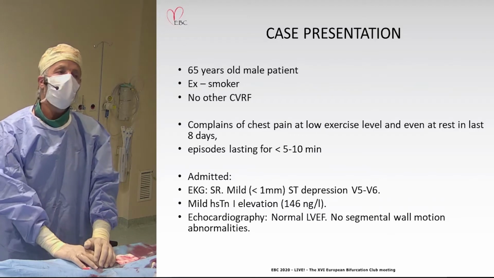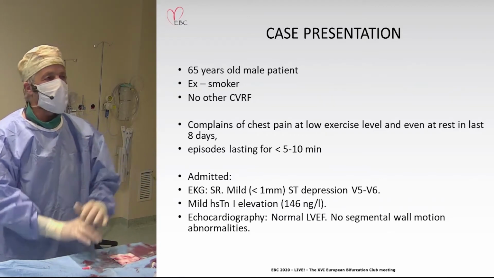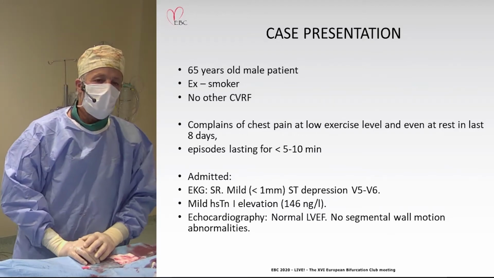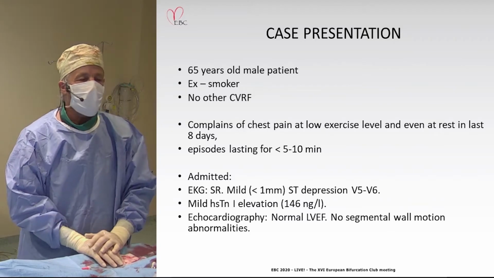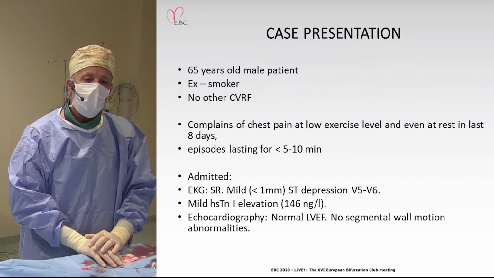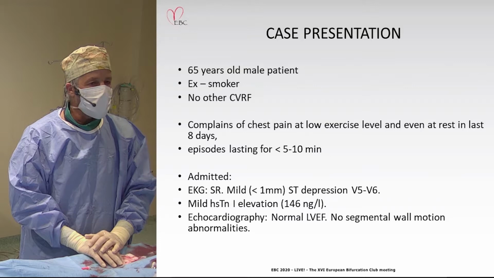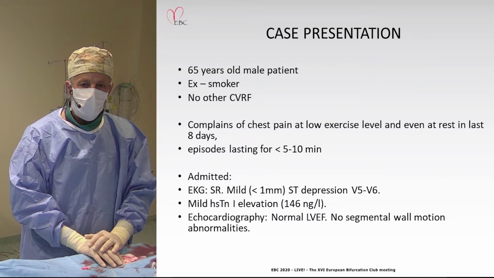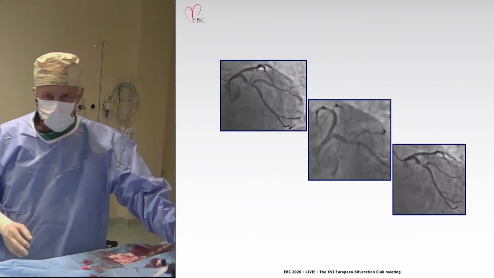In the EKG was evident the presence of mild ST depression in V5, V6. Mild high-sensitivity troponin I elevation was noted. And in the echocardiography, a normal ejection fraction was evident with no segmental wall motion abnormalities.